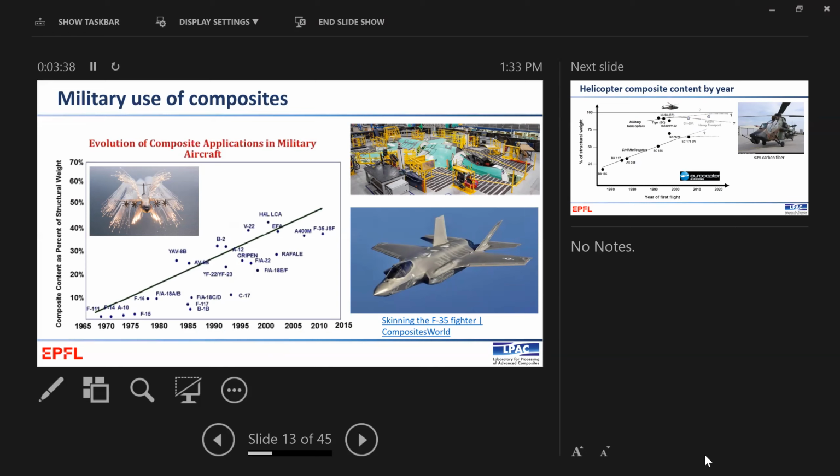This is the F-35 fighter, and the entire skin is from composites. This is to save weight. It's also for stealth reasons. They didn't actually make the inside of the aircraft from composites because they're actually making it at quite high volumes. But you can just see the trend with time, increasing use of composites.